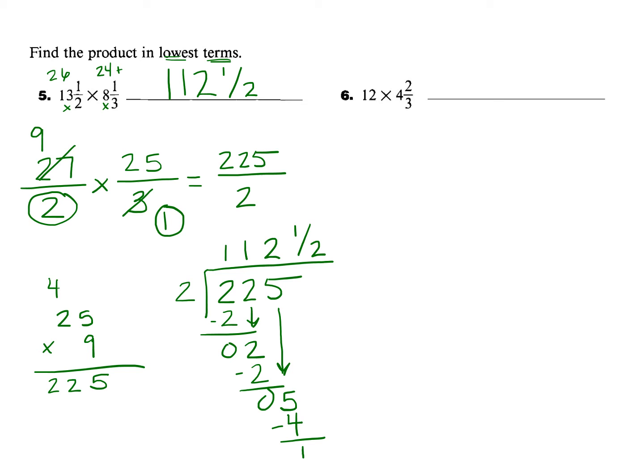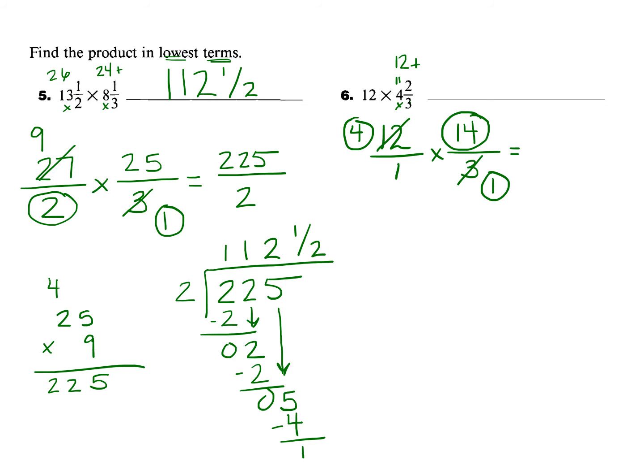Problem number 6. 12 times 4 2/3. I write 12 as 12 over 1 multiplied by 3 times 4 equals 12 plus 2 equals 14 over 3. I can reduce before I multiply. 3 divided by 3 equals 1. 12 divided by 3 equals 4. I have to multiply. 14 times 4.